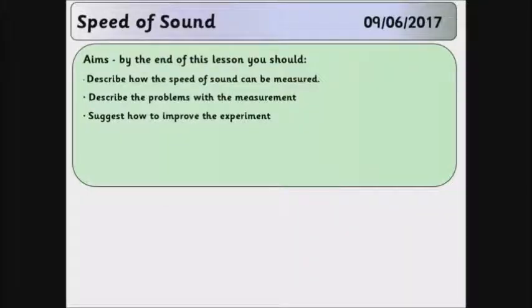We're going to describe how the speed of sound can be measured, we're going to describe the problems with this measuring idea, and we're going to suggest how to improve the experiment maybe.